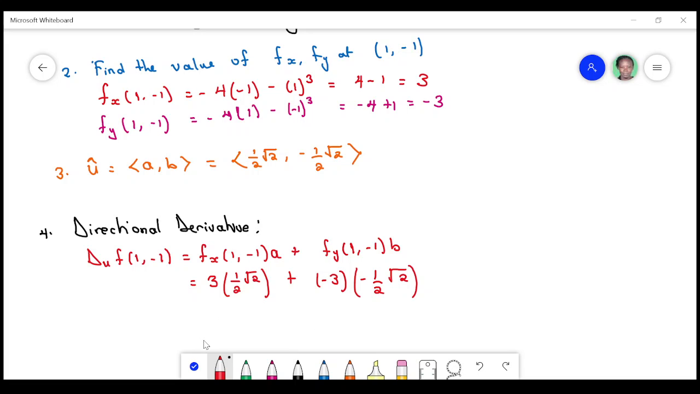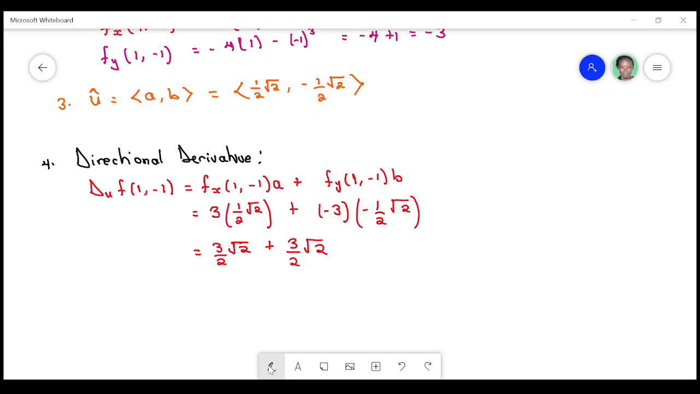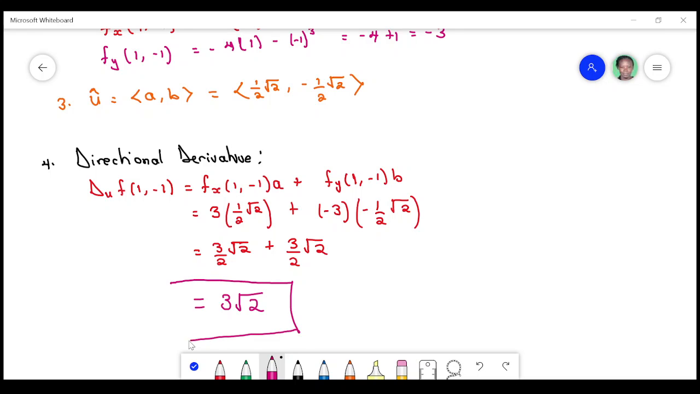And this is going to be equal to 3 divided by 2 square root of 2 plus 3 divided by 2 square root of 2. So your final answer, if you add this, is going to be equal to 3 square root of 2. So this then is the directional derivative of the function, given the function, the unit vector and the point.